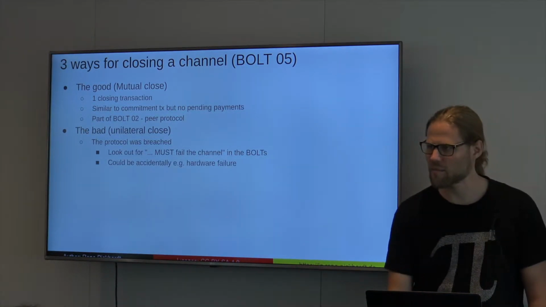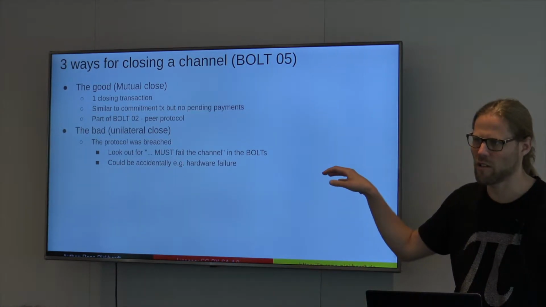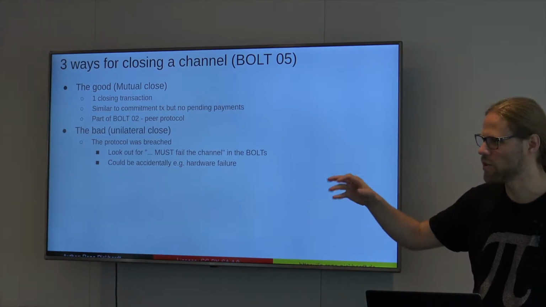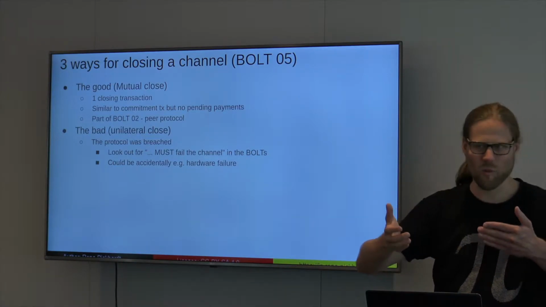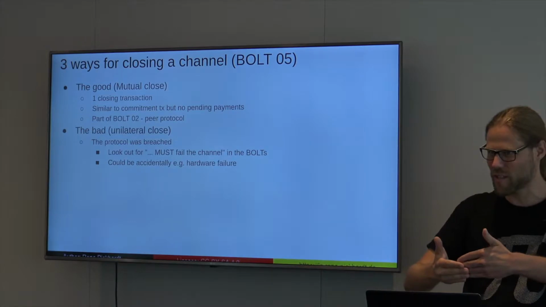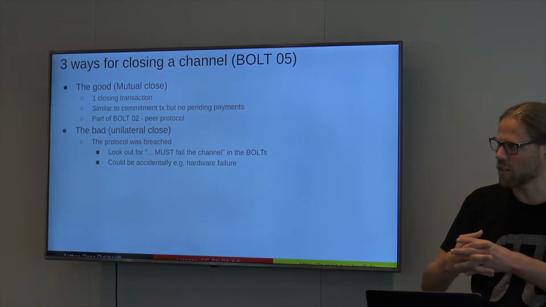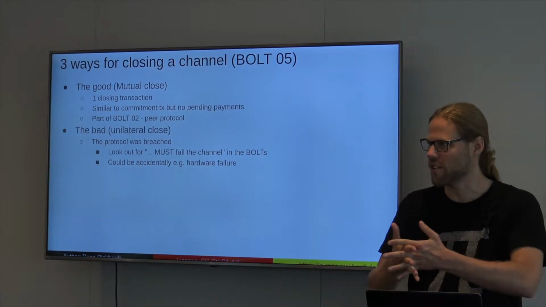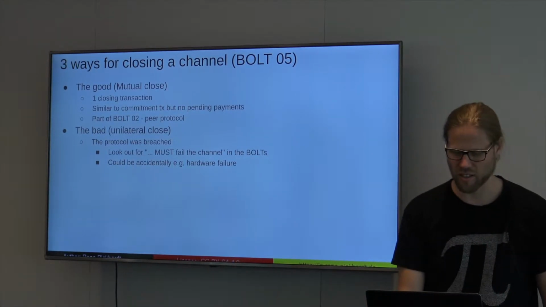And it's, by the way, quite frustrating when it happens because your funds are time locked. Usually the fees are higher because, in the commitment transactions, you're just guessing the fees that will apply in the future when you publish this transaction, whereas when you mutually close this channel, you can look at what the fees are right now. So this is really bad.